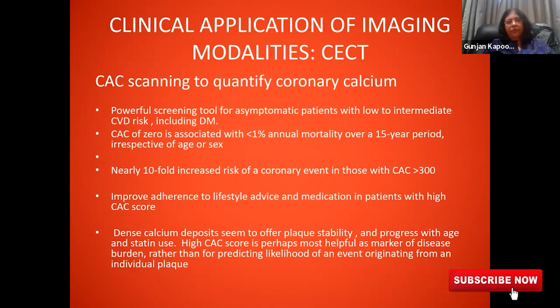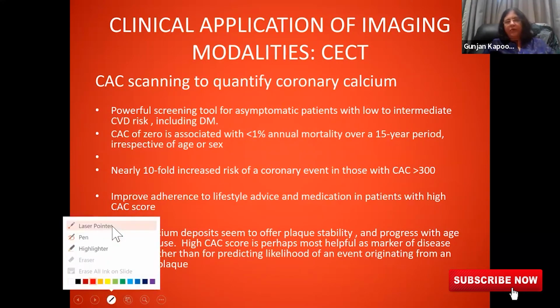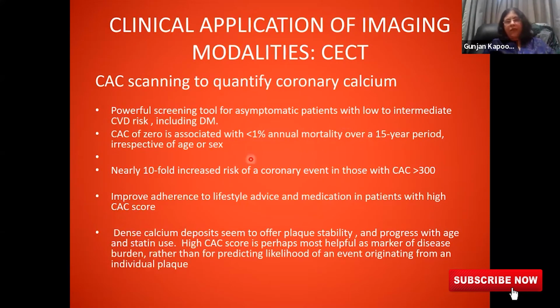And if you do their calcium scoring, and if there is no calcium, then it has been found that your annual mortality is less than 1% over a period of 15 years. However, if you have a calcium score more than 300, you are a high risk patient, and your chances of getting into a coronary event are more than tenfold. So, but the importance of calcium on the CT is more in identifying the disease.